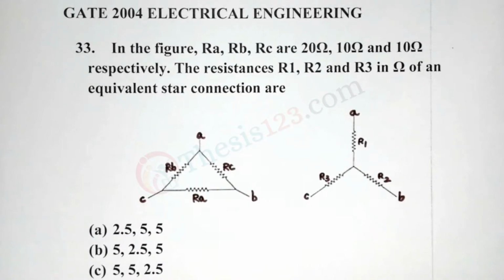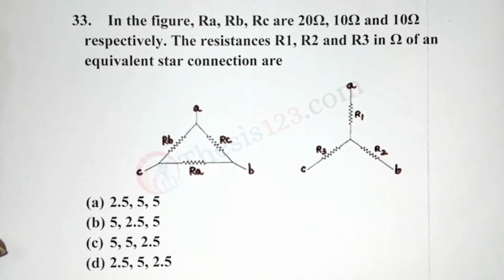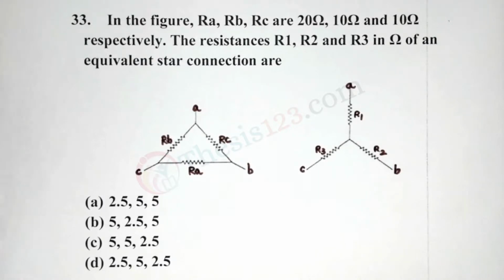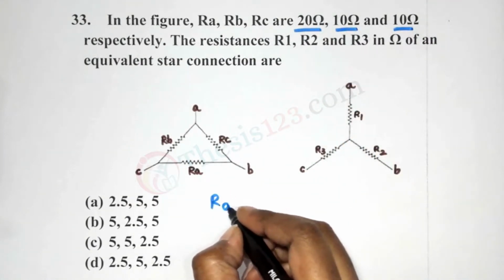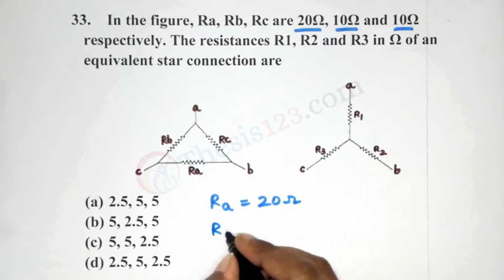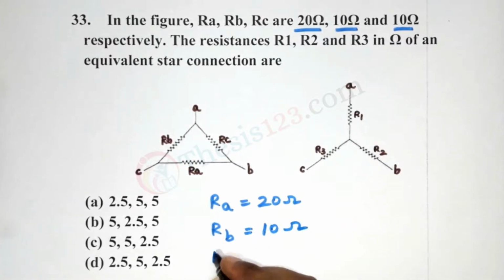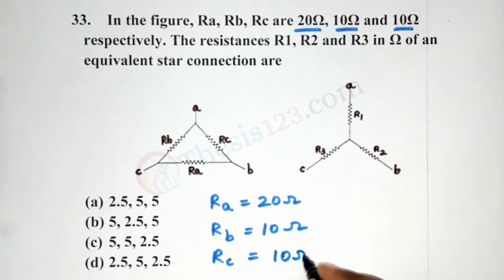Here is the next question, number 33. In the figure, RA, RB, RC are 20 ohms, 10 ohms and 10 ohms respectively. The resistances R1, R2 and R3 in ohms of an equivalent star connection are. So we have our 4 options here. So let's first begin by writing down what's given to us. So we have the values given as 20, 10 and 10. So that's RA equals 20 ohms, RB equals 10 ohms, and RC equals 10 ohms.